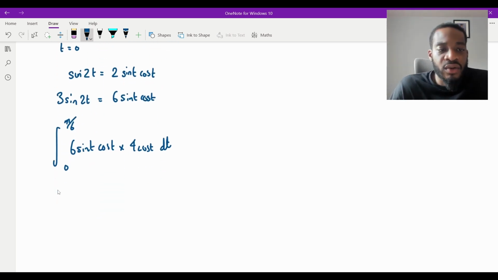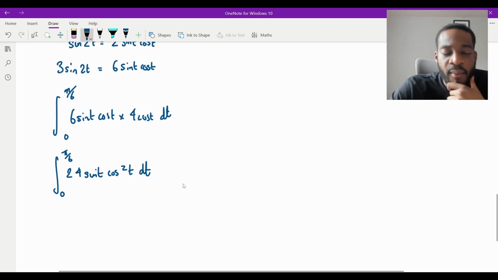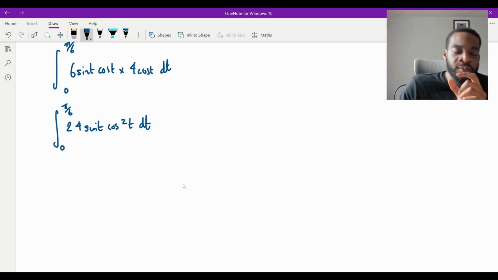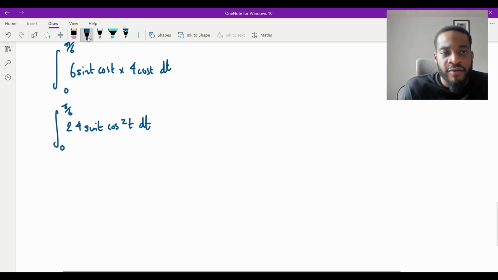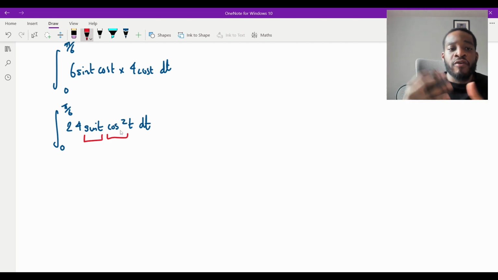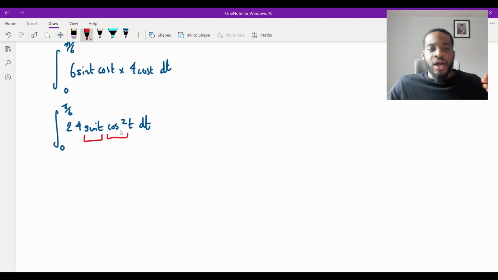Okay, so what I'm going to do now is I'm going to just tidy it up a bit more. 6 times 4 is 24. I've got a sine t, like that, and then I've got cos squared t, don't I? Like that. Okay, so I need to integrate this. Now, how do I go about integrating this? Well, if you look at these types of questions, right, this is actually a reverse chain rule problem, and the way you can spot it is by looking at what you have. Now, if I look at this, sine and cosine, right, forget about the squared for now. These are derivatives of one or the other, right? Sine differentiates to cosine, cosine differentiates to minus sine.